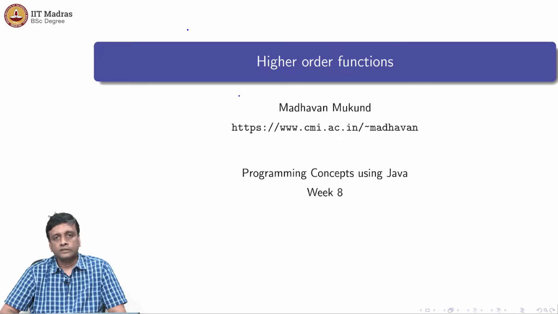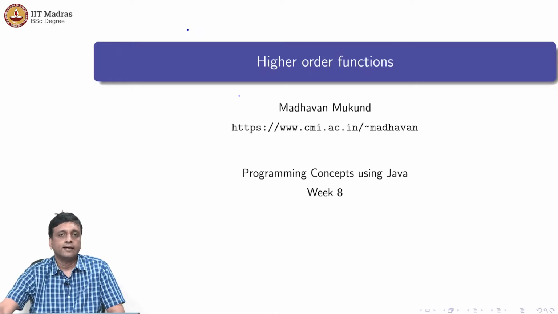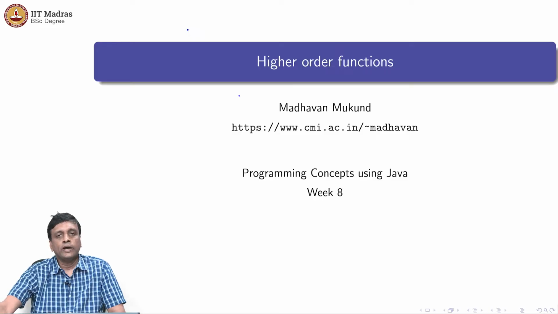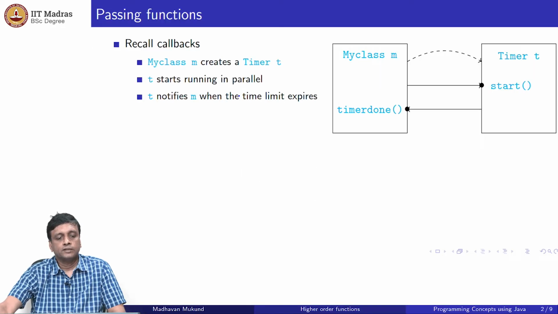A higher order function is a function that takes another function as an argument. So we have not seen higher order functions so far in Java. So let's see how this whole thing is handled in Java. First of all, where would you need higher order functions?